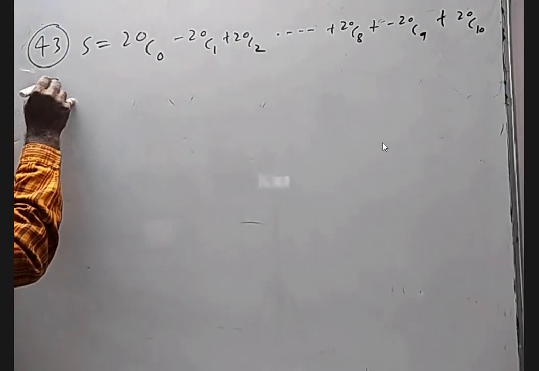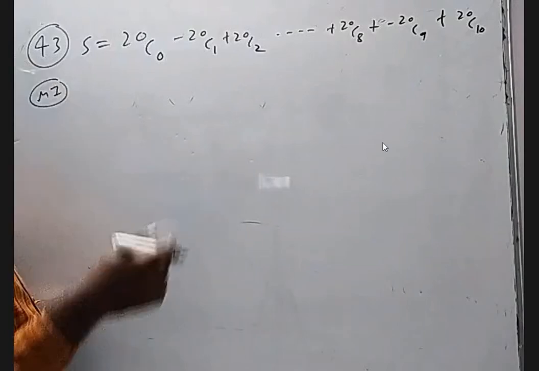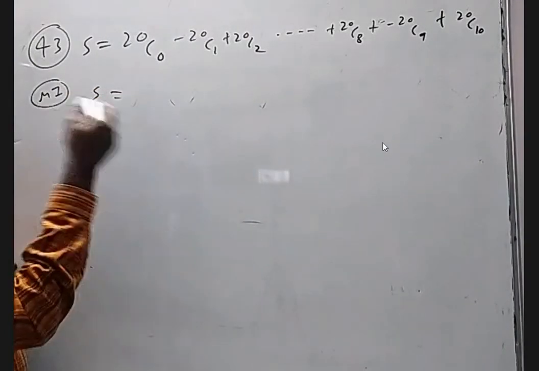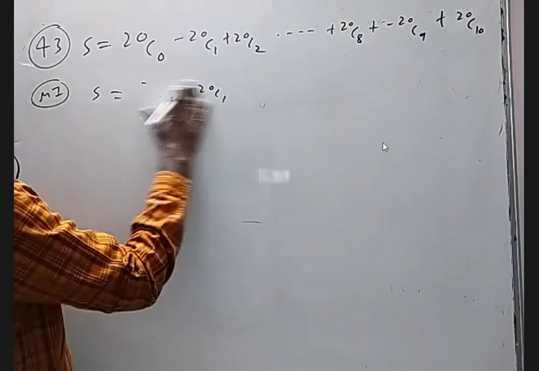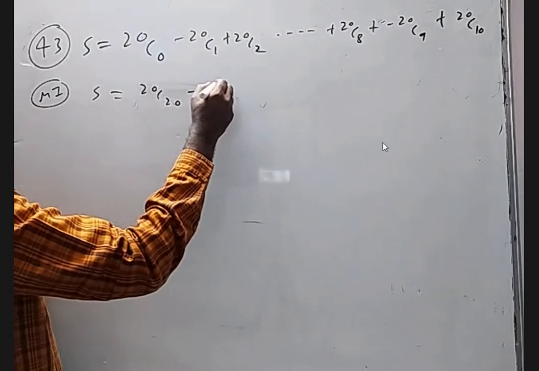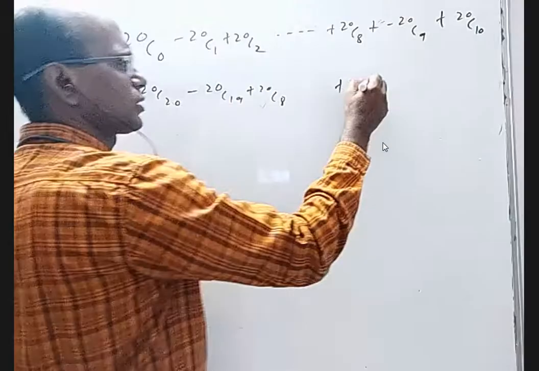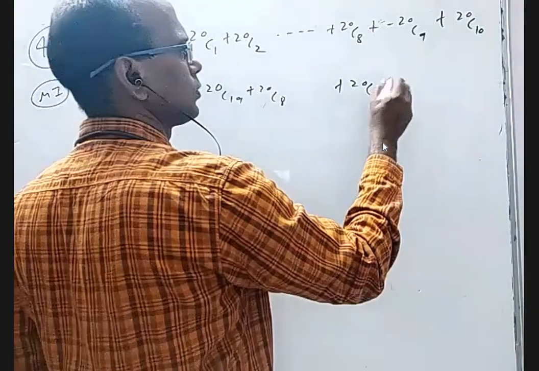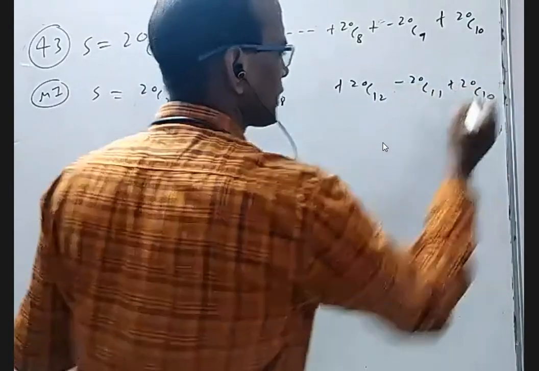Okay, method 1 for 43. Even though they are alternating plus and minus, you can do it by the previous method. I want to take another copy of the same thing, 20C0 minus 20C1, and so on. Or why not 20C0, I can write as 20C20. 20C1 I can write as 20C19. This is 20C18. This is 20C20. This is 20C11. This is 20C10.